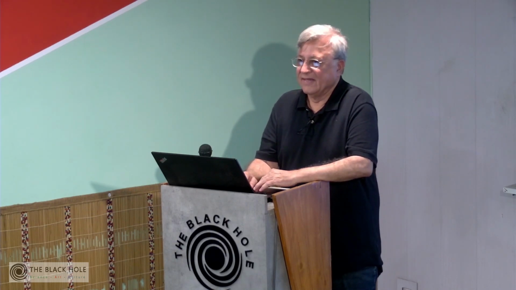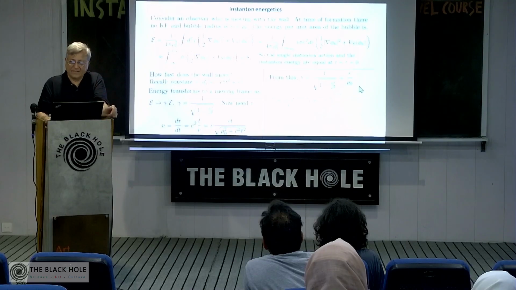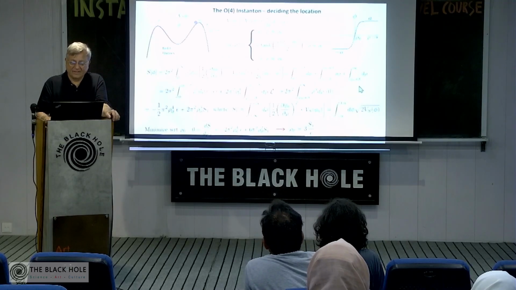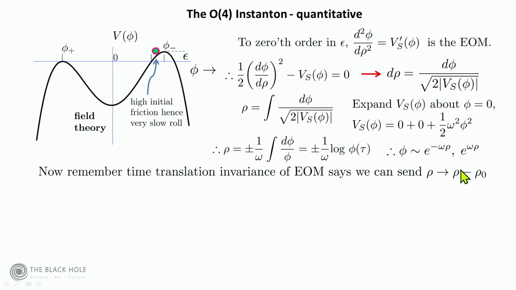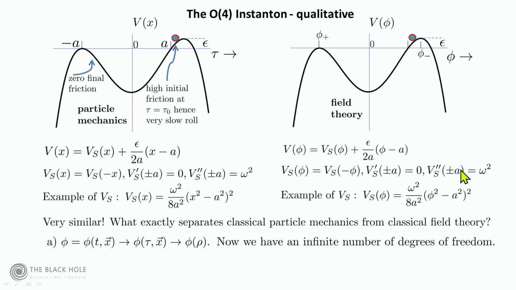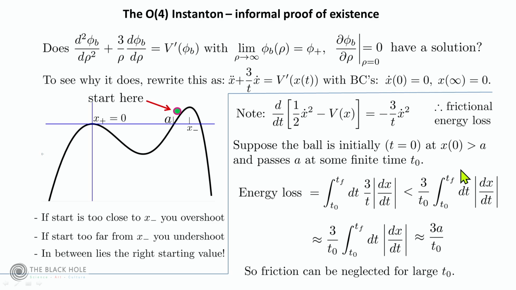Could you please go back to the slide where you have written this energy loss? No, the previous one, the first one. We have to go back again, because this is one more slide. Yeah, this one. Is the energy loss 3 by t dx by dt, or dx by dt squared?